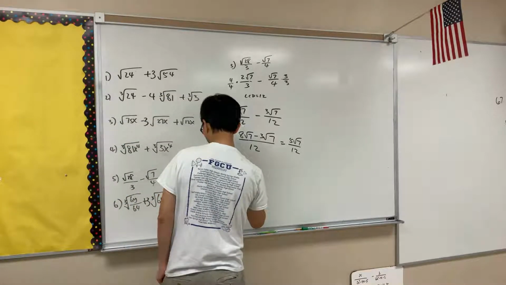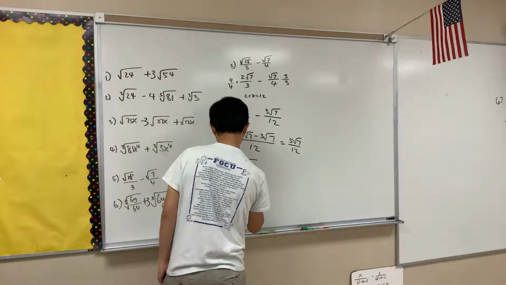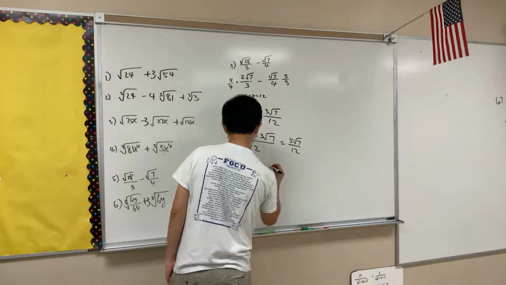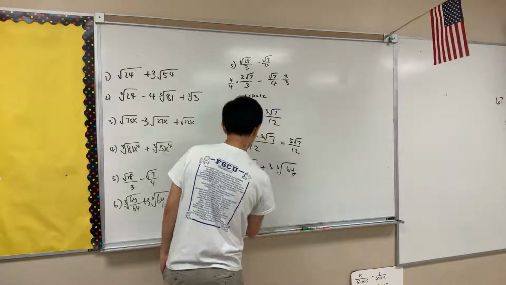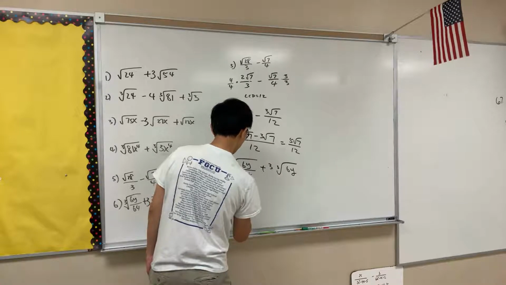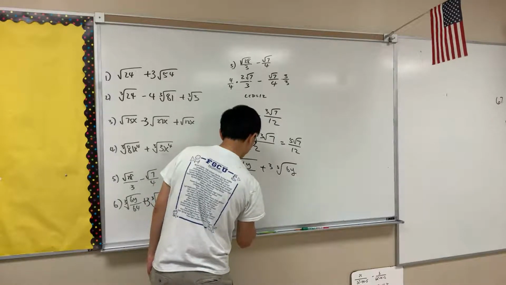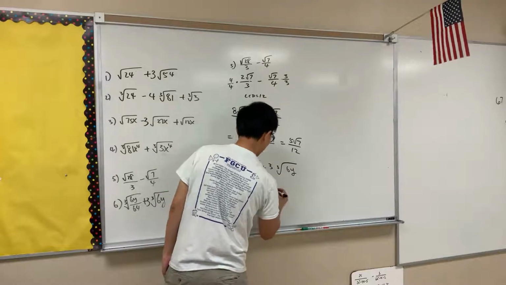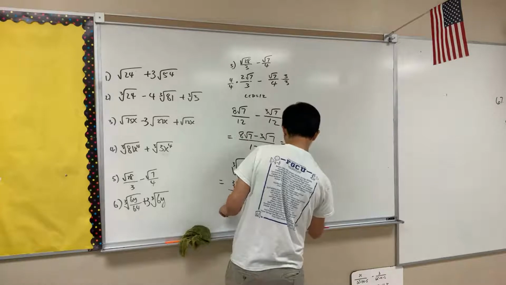The last one, I have third root of 6y of 64 plus 3 third root of 6y. Now in this case, the same thing is going to be 6y third root of 64. You should know what is third root of 64 by now. 4. That should equal to 4, thank you.